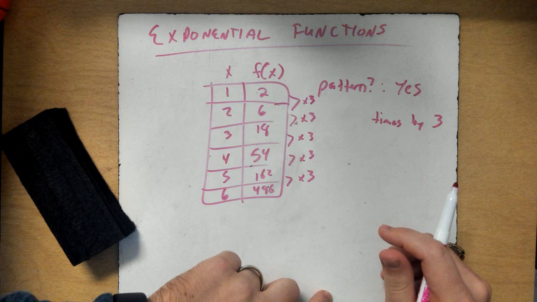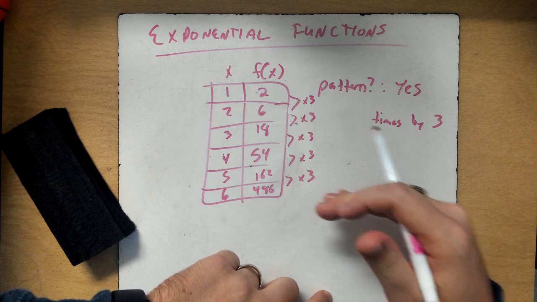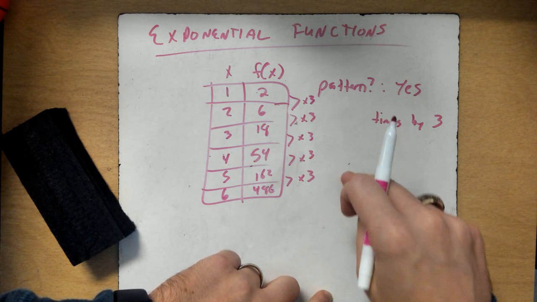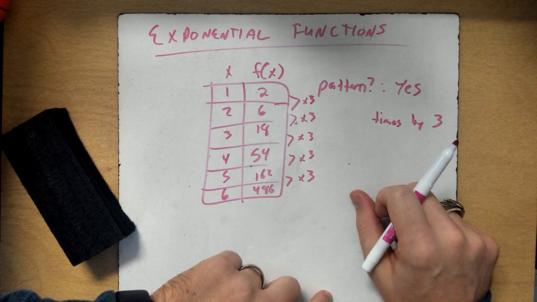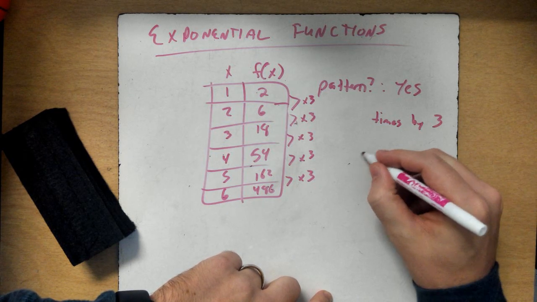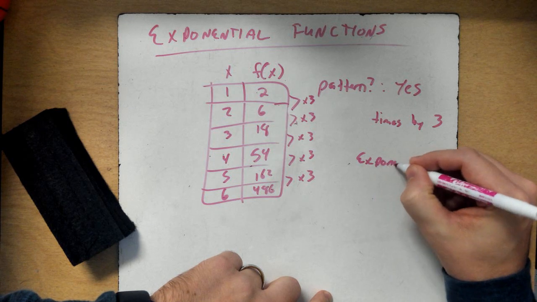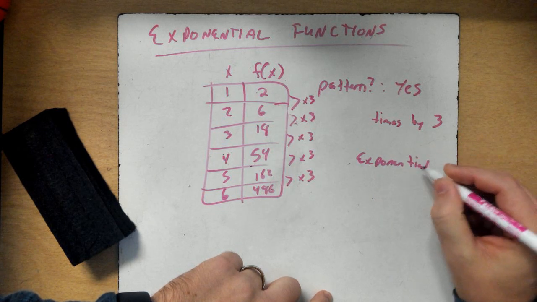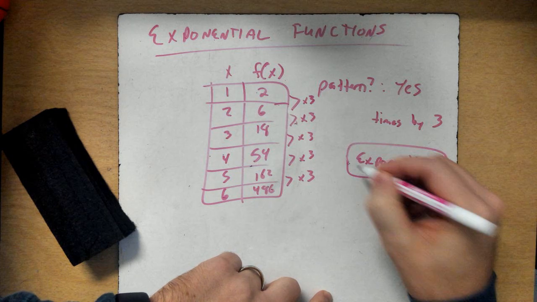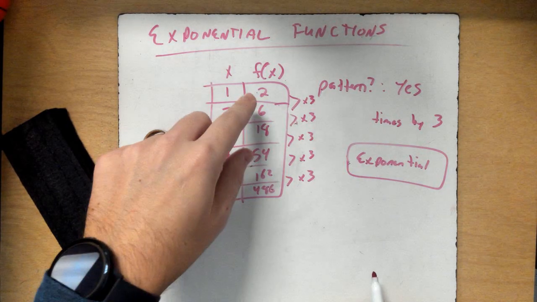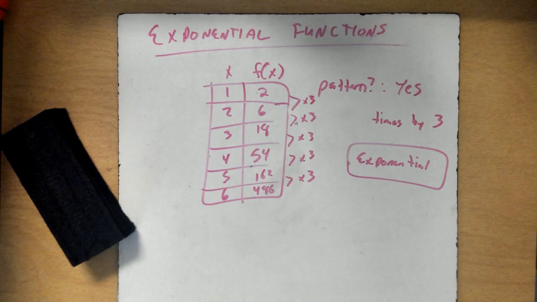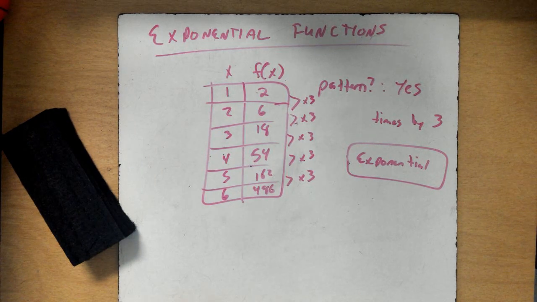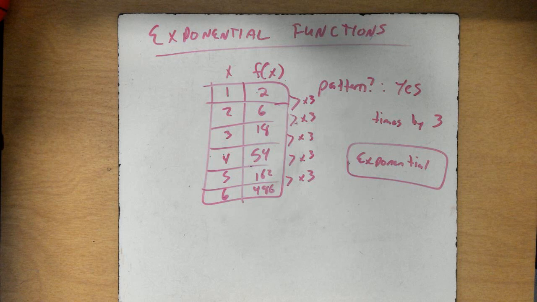We don't want it to be the same amount added each time. We want it to be times each time it goes up. So is it exponential? Yes, it is exponential, because it goes up at a constant factor each time. This is all the same right here. So that's how you figure out if your data in the table is exponential.